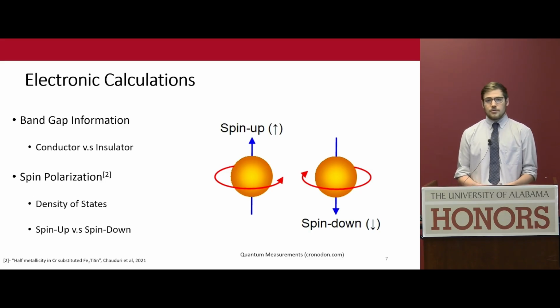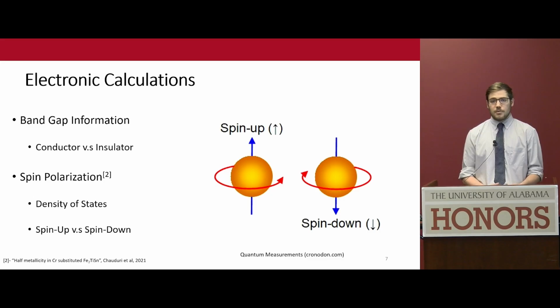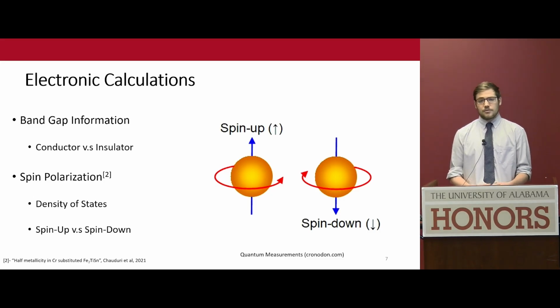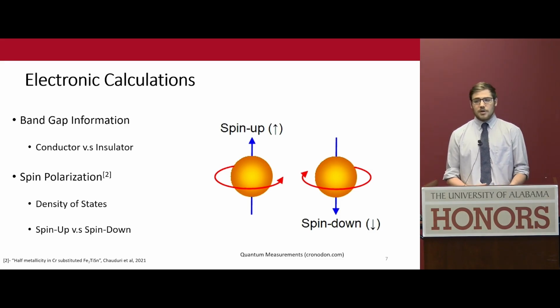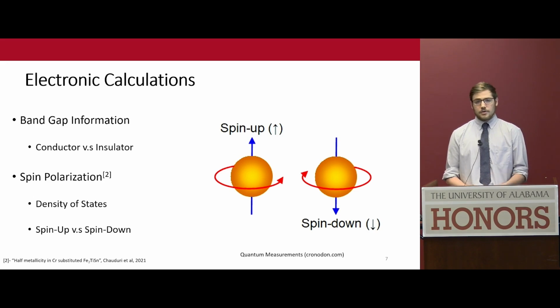The band gap is essentially a measurement of the energy required to excite electrons from the valence band to the conducting band. If you have a high band gap, it means it takes a lot of energy to get the electrons in a conducting state, meaning that you're going to have an insulator. Whereas if you have a low band gap, it takes very little energy to excite these electrons to a conducting state, meaning that you're going to have a good conductor.